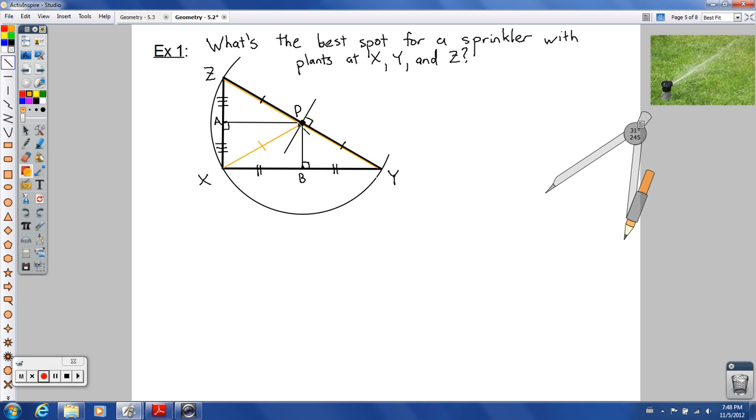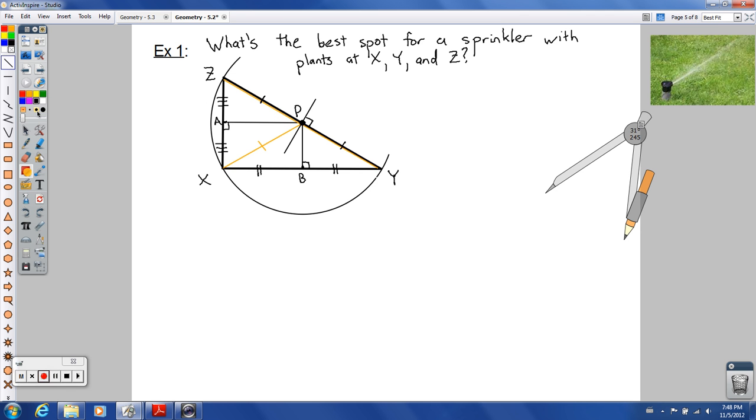These plants are all, now if we put the sprinkler right there, they're all the same distance away. These perpendicular bisectors meet right here at this point of concurrency, and they're all the same distance away from each one of the plants. So the sprinkler will water each one of the plants this way, as long as the radius here is big enough.